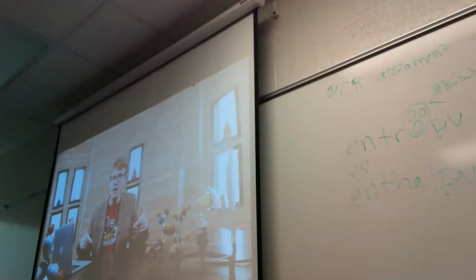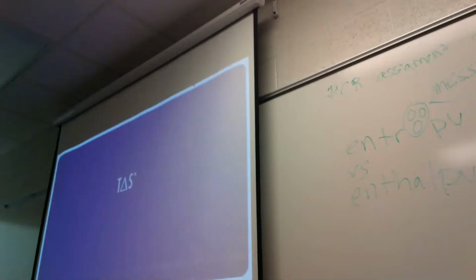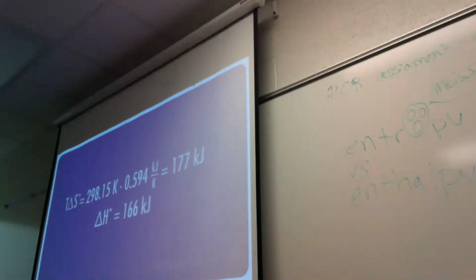Which type was the barium hydroxide reaction? Well, I'm gonna say that the temperature in here is about 25 degrees Celsius, or 298.15 Kelvin, because I'm awesome like that, I can just tell. When we multiply that by the change in entropy that we calculated, 0.594 kilojoules per Kelvin, we get a value of 177 kilojoules. If we compare that to the change in enthalpy we calculated, 166 kilojoules, it is clear that the T delta S is higher than the delta H. So the reaction is entropy driven, no surprise there.